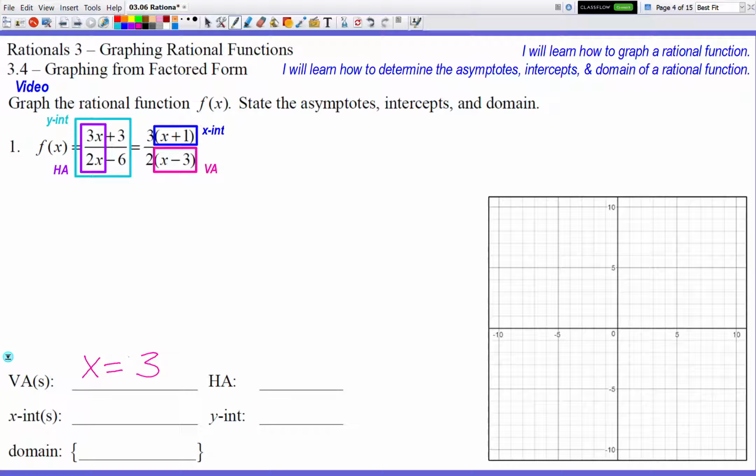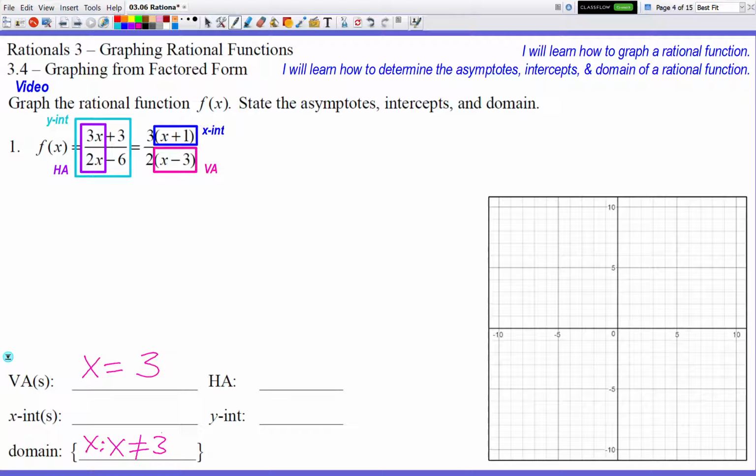Since we've already done the VA, x equals 3, the domain is going to look exactly like that, except we're going to write x such that x is not equal to 3. Those are your first two pieces, which is what we learned in Rationals 3.2. Rather than go straight to 3.3, the horizontal asymptote, we're going to do the x-intercept, which is, I believe, step 3.